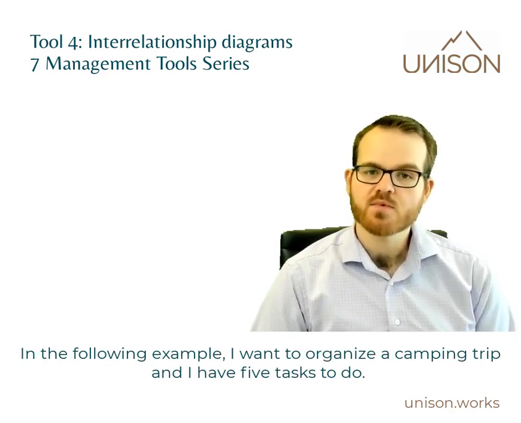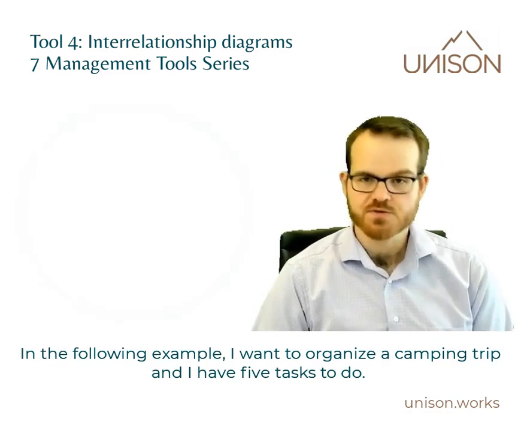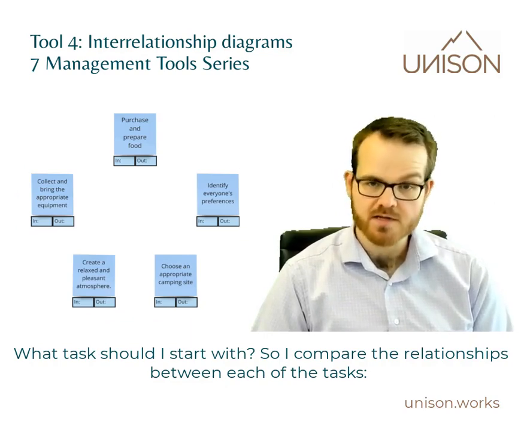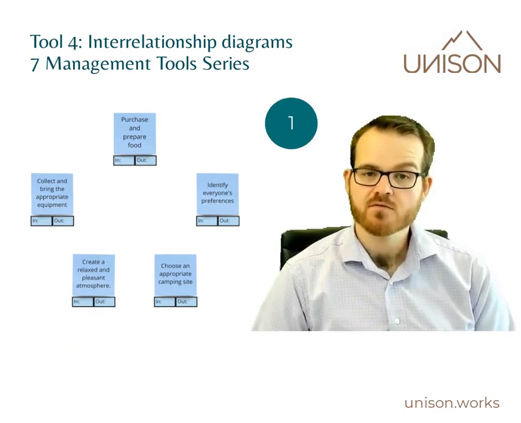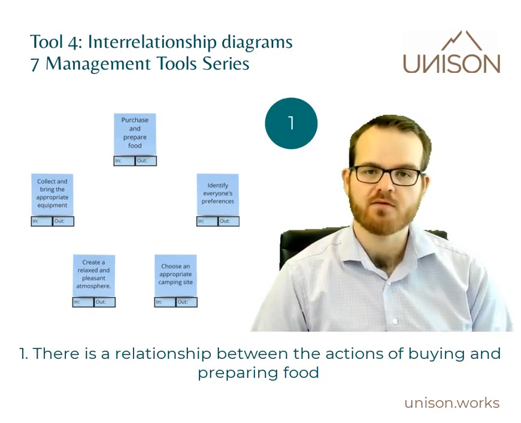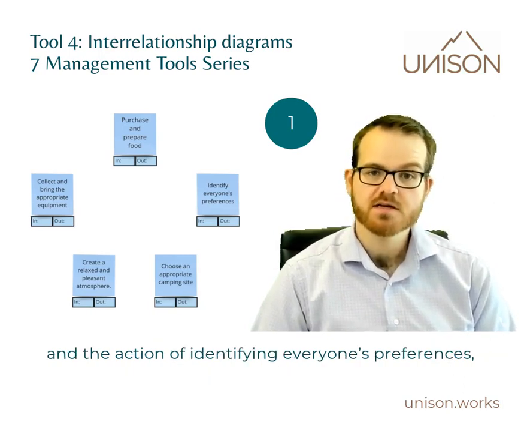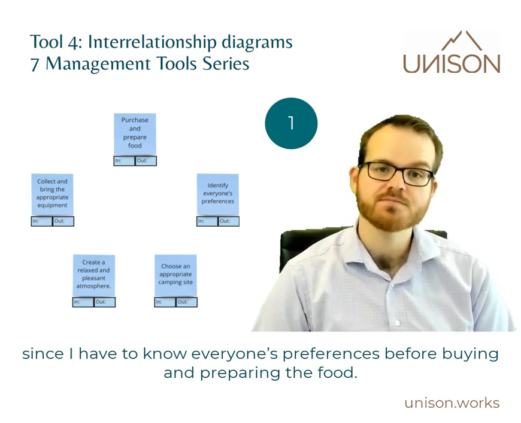In the following example, I want to organize a camping trip and I have 5 tasks to do. What task should I start with? So I compare the relationship between each of these tasks. 1, there's a relationship between the action of buying and preparing food and the action of identifying everyone's preferences, since I have to know everybody's preferences before buying and preparing the food.